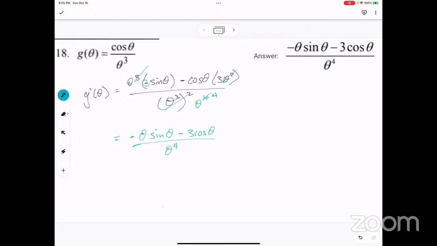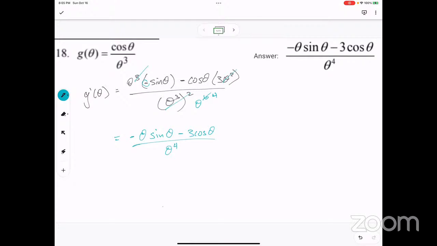So again, low d high minus high d low. The low times the derivative of the high. In other words, the denominator times the derivative of the numerator minus high d low, numerator times the derivative of the denominator, all over low squared or denominator squared.